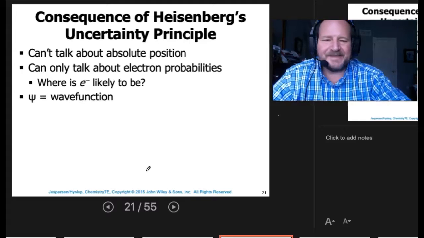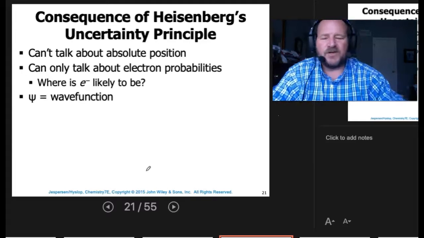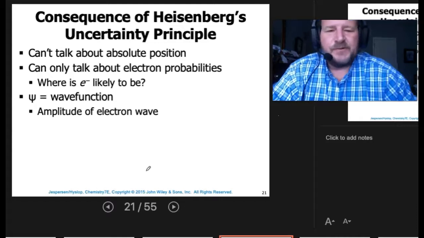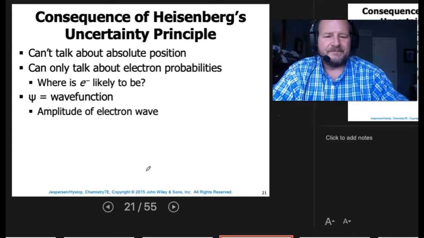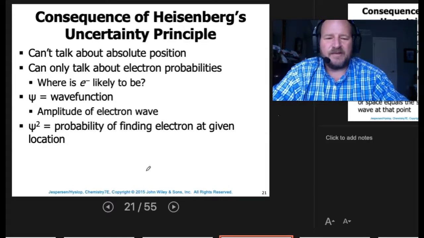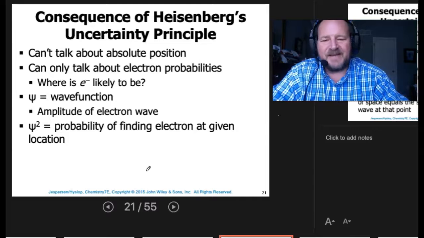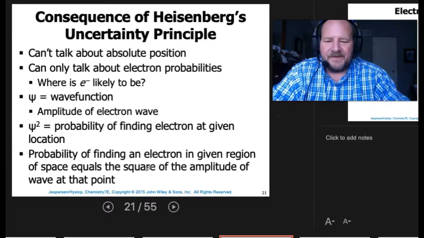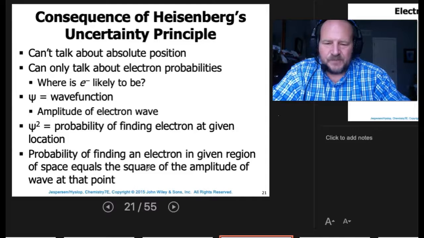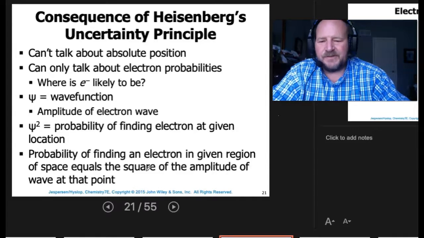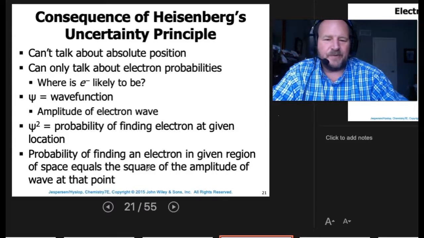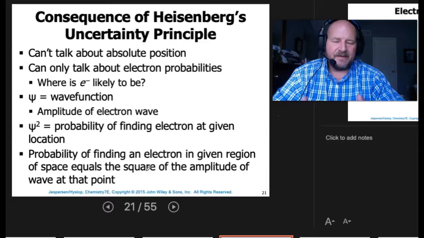We call that psi. Psi is the wave function, and it's the amplitude of your electron wave. Now, psi squared is going to be the probability of finding the electron at a given location. The probability of finding an electron in a given region of space equals the square of the amplitude of the wave at that point. We're not going to go into the math.